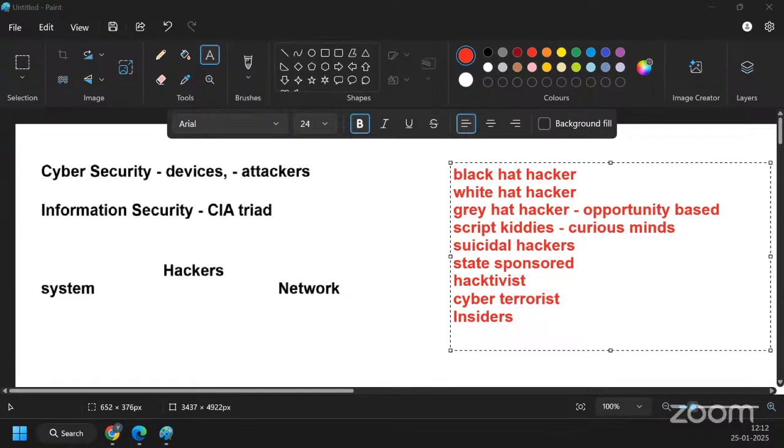Then after it, we have the activists. So guys, when we are talking about the activists, what are they? These are the hackers who will be working for a particular agenda. Now, over here, have you guys heard about the hacker group named Anonymous?